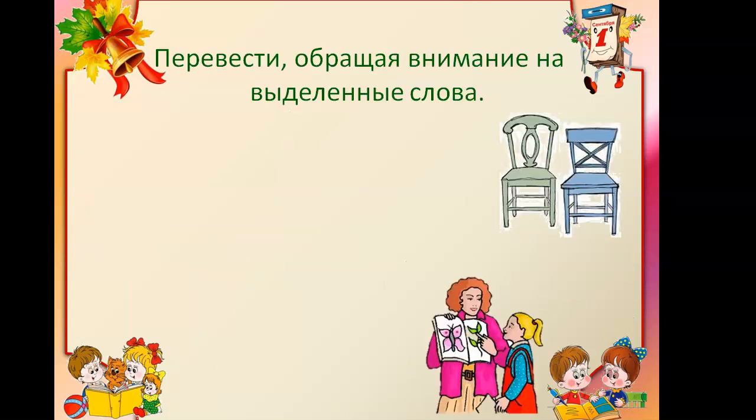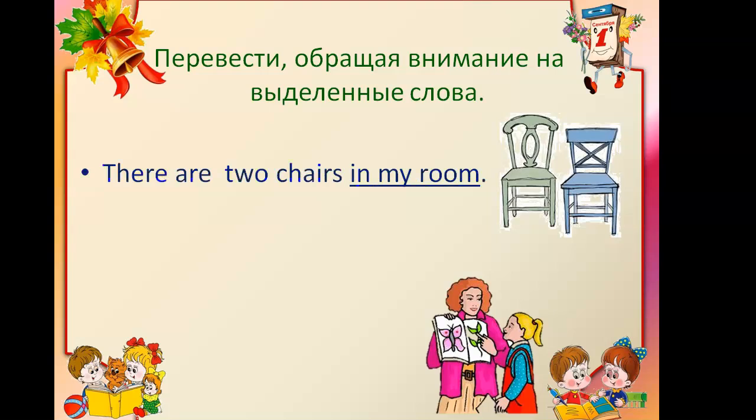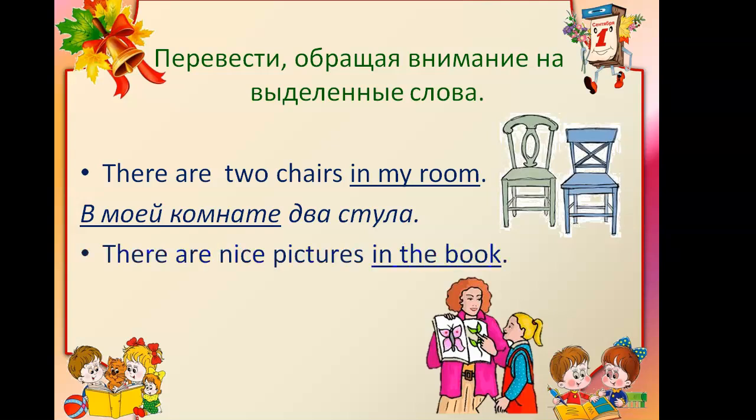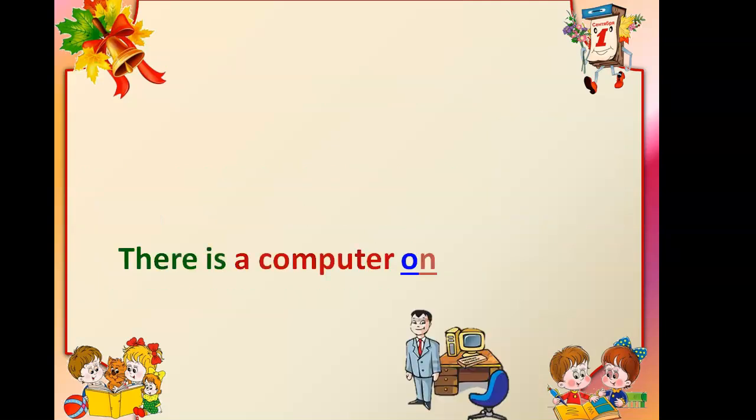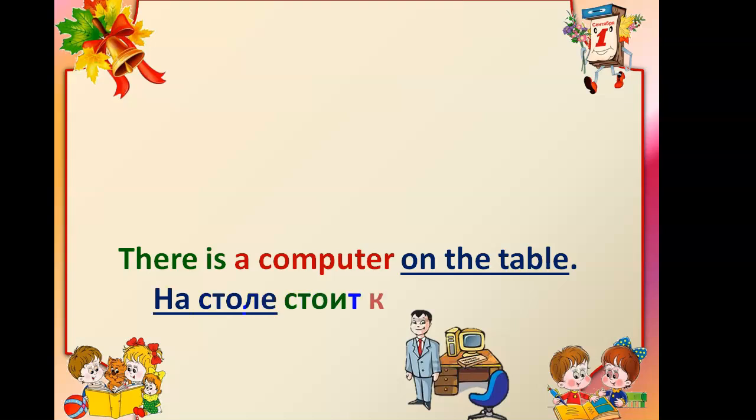So, translate, pay attention to the highlighted words. There are 2 chairs in my room. В моей комнате 2 стула. There are nice pictures in the book. В книге красивые картинки. There is a computer on the table.